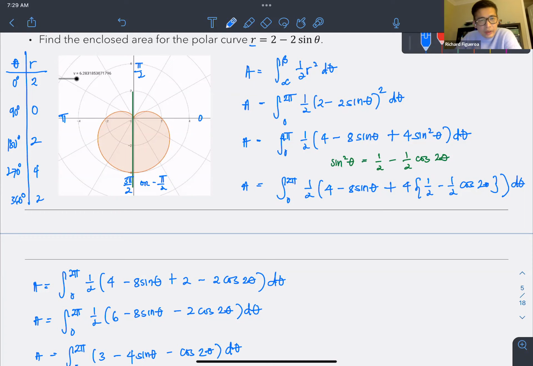So since this is symmetrical about the pi over 2 axis, we can simply use our alpha. The negative pi over 2 will be our alpha, and the positive pi over 2 would be the beta. Doing so, if our alpha is negative pi over 2 and the beta is pi over 2, this is the area that we will be getting. It's just half. So what do we do? Since the other side looks the same, I'm just going to multiply by 2.